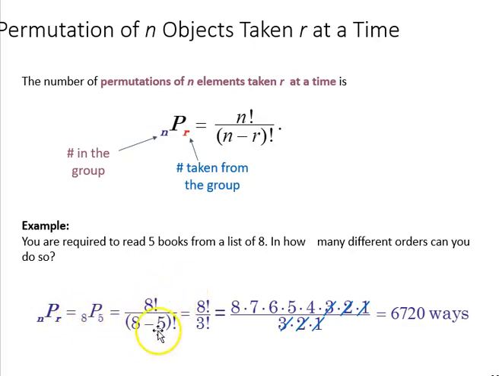So 8 factorial over 8 minus 5 factorial, which is going to be 8 factorial over 3 factorial. These cancel each other out. 3 times 2 times 1 over 3 times 2 times 1. Anything over itself is 1. That's why those cancel out. That leaves us with this portion of the numerator over 1, which will be 8 times 7 times 6 times 5 times 4, giving us 6,720 different ways to select 5 books from a list of 8. Which maybe is surprising. That's a large number.